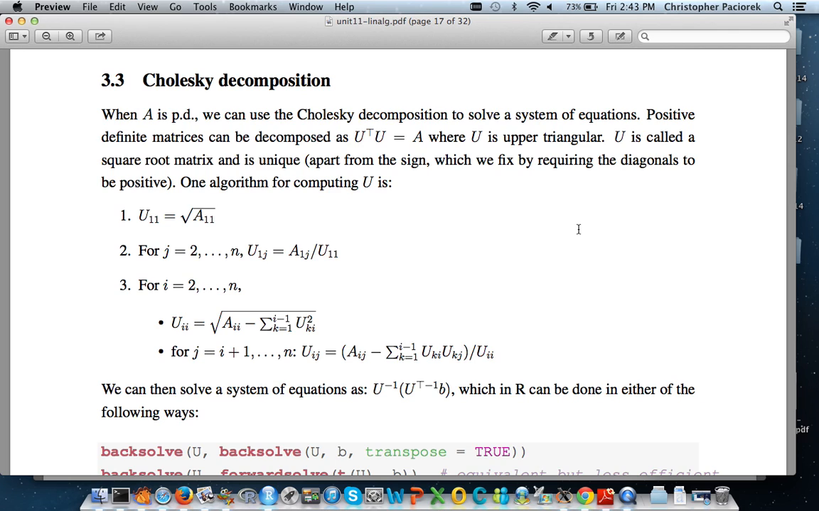All right, questions or comments? Yeah, go on. When you're doing work, how often do you use decompositions?